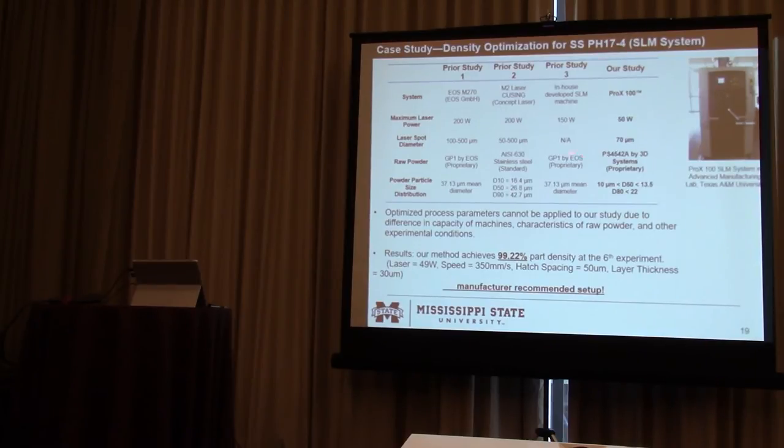As you can see easily here, the experimental condition is not the same as in our study. For example, powder morphology is completely different. We used the reported part density as our prior data, and we applied our methodology to maximize part density. And we achieved 99.22 percent relative density of the part at the sixth experiment with these process parameters. We stopped here because it's the setup recommended by the manufacturer.